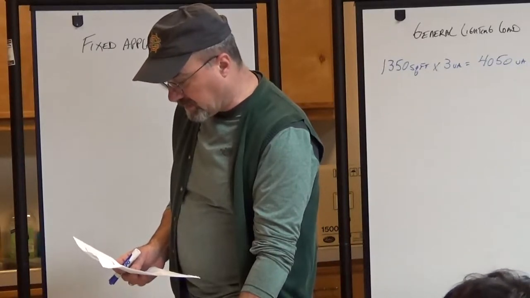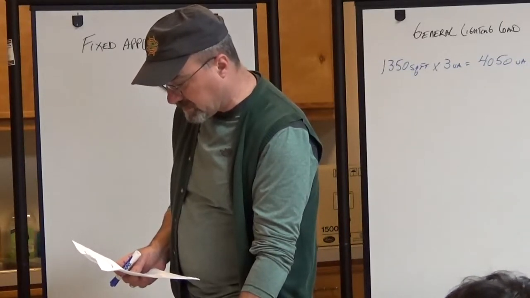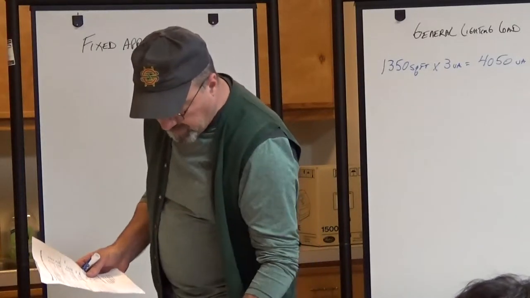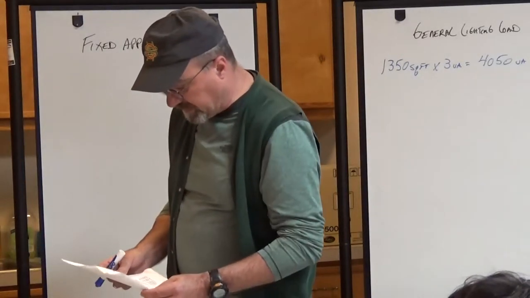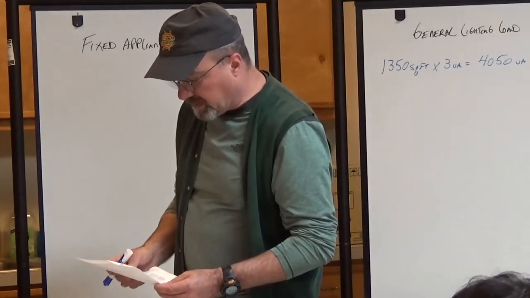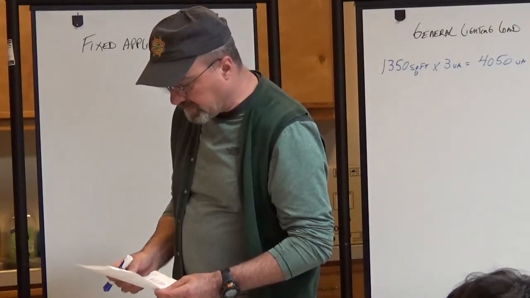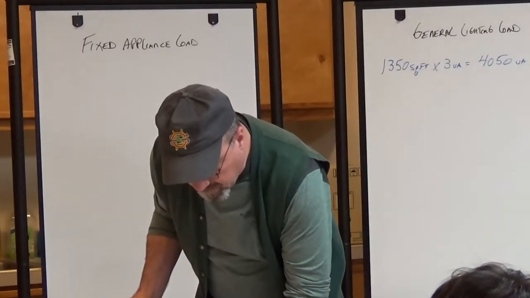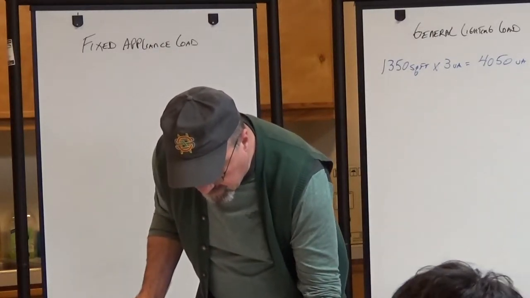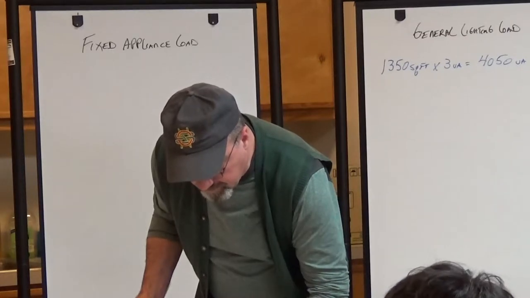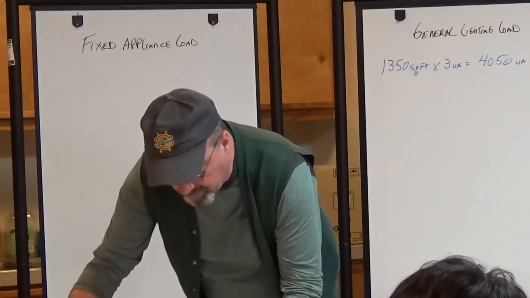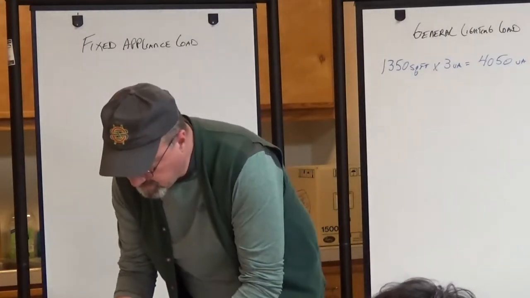In those small appliance branch circuits, there's another item here I wanted to look at. Let's look at 210.52(B). 210.52(B).